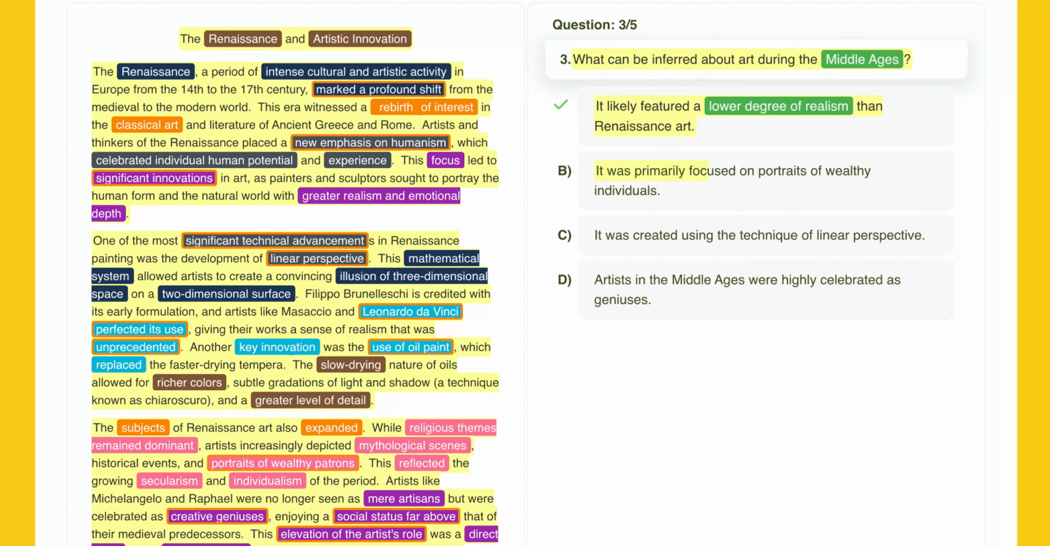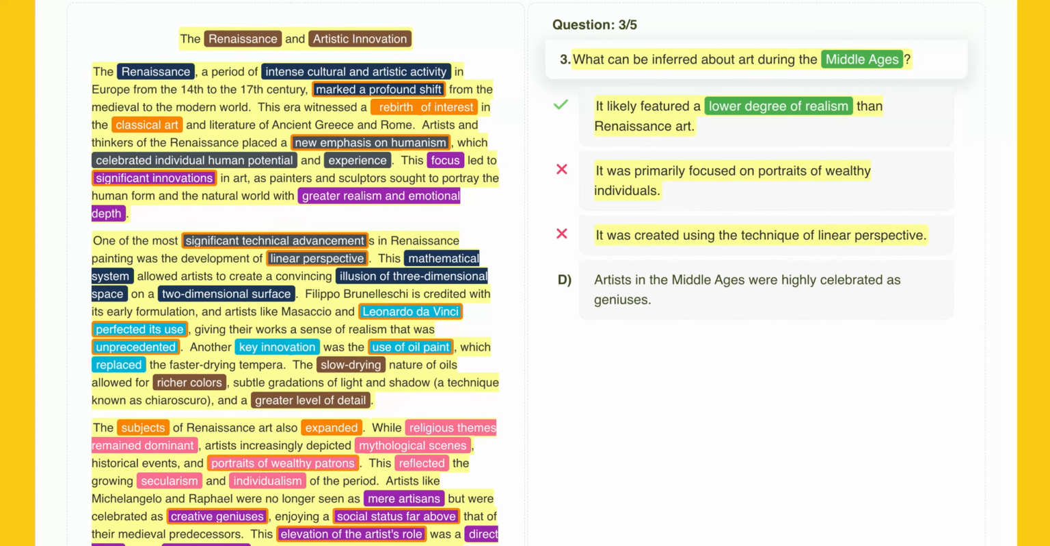It was primarily focused on portraits of wealthy individuals. Option B is incorrect, because the passage says portraits of wealthy patrons was part of how subjects expanded during the Renaissance. This was a new trend, not a medieval one. Incorrect. Let's check option C. It was created using the technique of linear perspective. This choice is wrong because linear perspective is described as a technical advancement in Renaissance painting. This means it was not a standard tool during the Middle Ages. Incorrect.